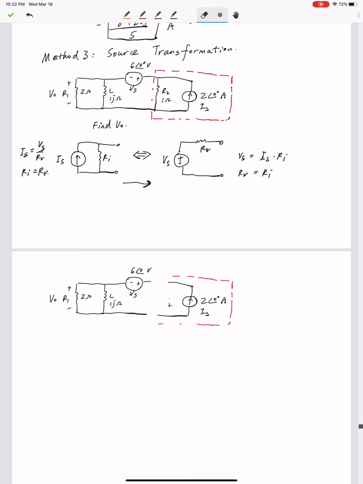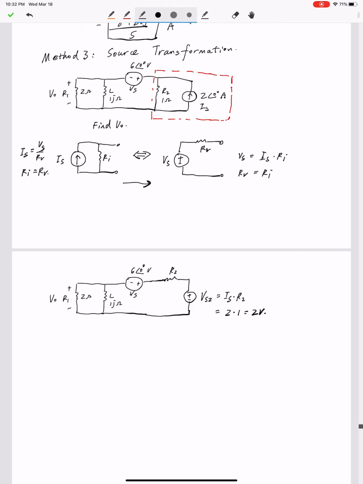On the right hand side, we convert that to a voltage source and a resistor in series, so we can get rid of the current source. After the transformation, the rest of the circuit looks like this. This is still R2, and this Vs, let's call it Vs2, should be Is times R2, which equals 2 times 1, which is 2 volts. Okay.